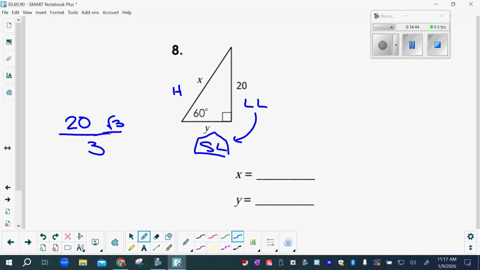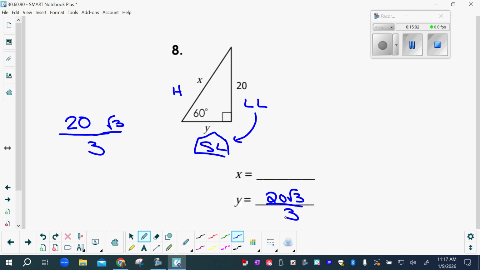Is that the dumbest answer ever? Yes. Do I love it? No. Do I know how big it actually is in real life? No. But, you know, welcome to geometry. So here we go. 20 root 3 over 3.